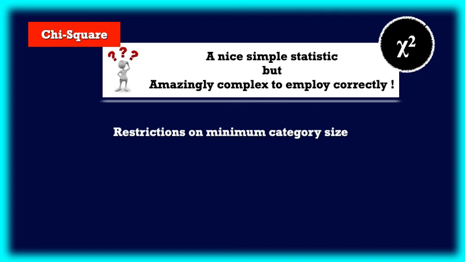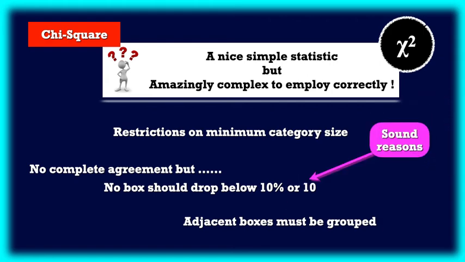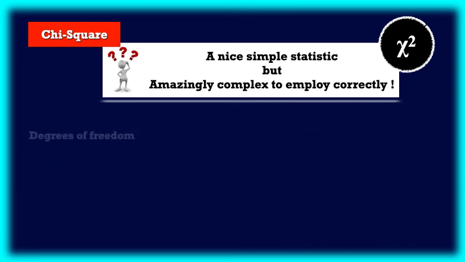Now the restrictions on the minimum category size. There is disagreement across the literature, but this is the one I stick to: no category should drop below 10% or the number 10. That's quite strict. If any does, you must group adjacent boxes. I'll illustrate that in a moment. I've got very sound mathematical reasons for choosing that, but you've got to interpret it flexibly. When I give an example, a lot of this will become clearer. Degrees of freedom.